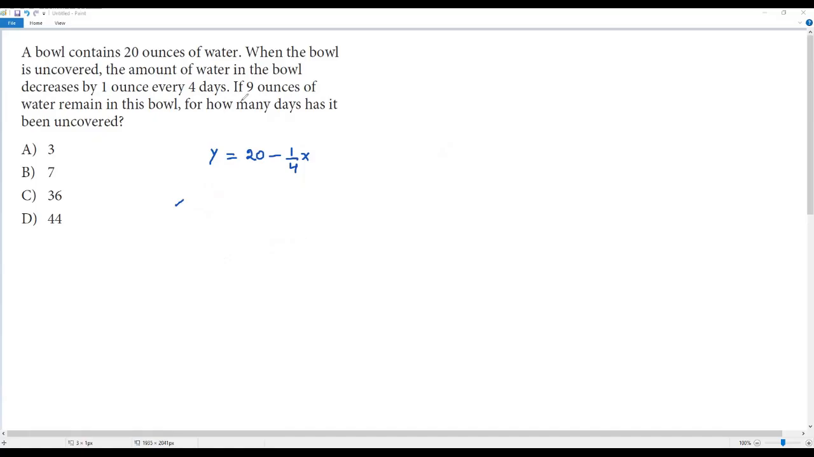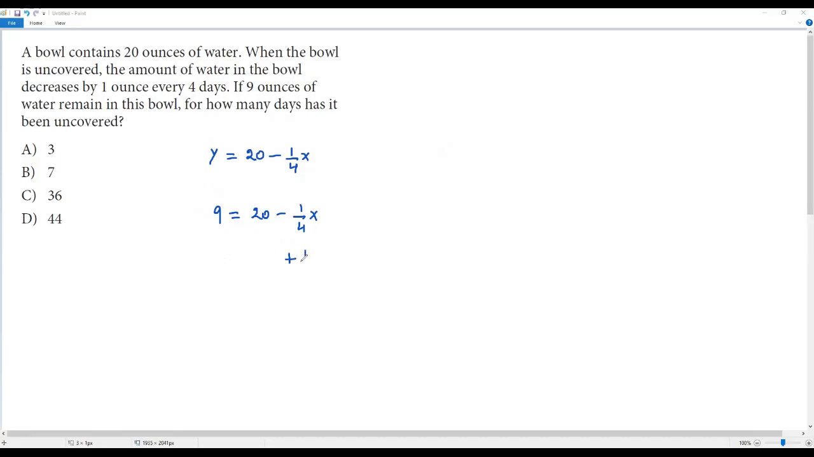Now let's go to the question. If 9 ounces of water remain in this bowl, for how many days has it been uncovered? So that is, we have to plug in this 9 for y over here and solve for x. That is the number of days. Okay, let me do it. That is 9 equals 20 minus 1/4 times x.